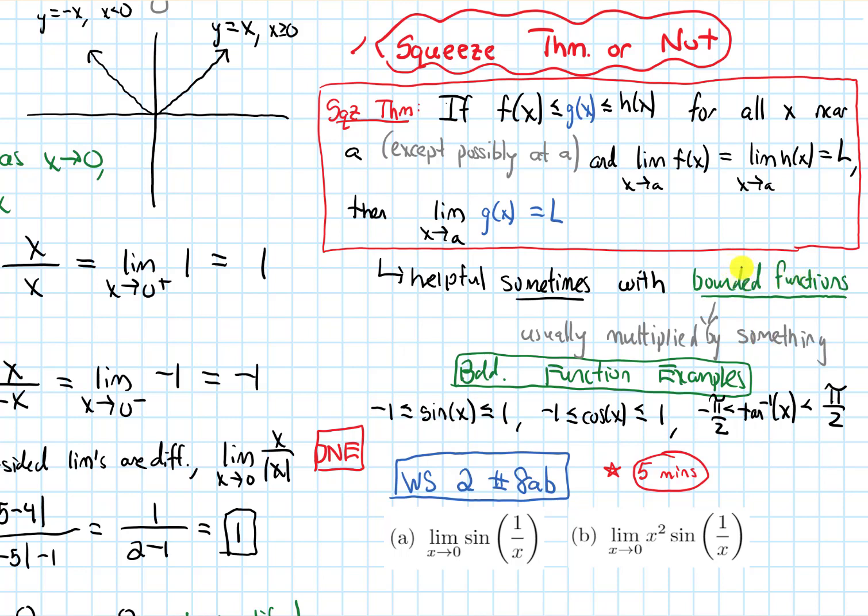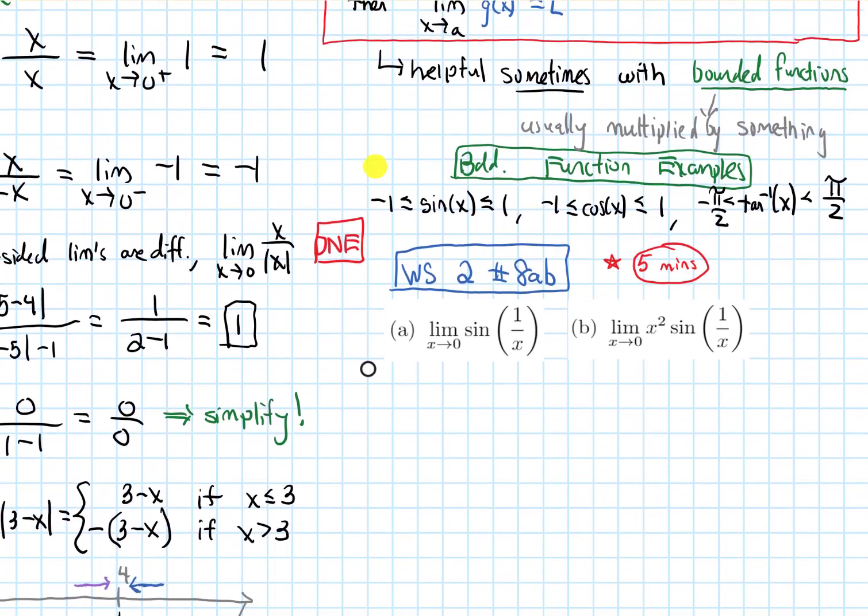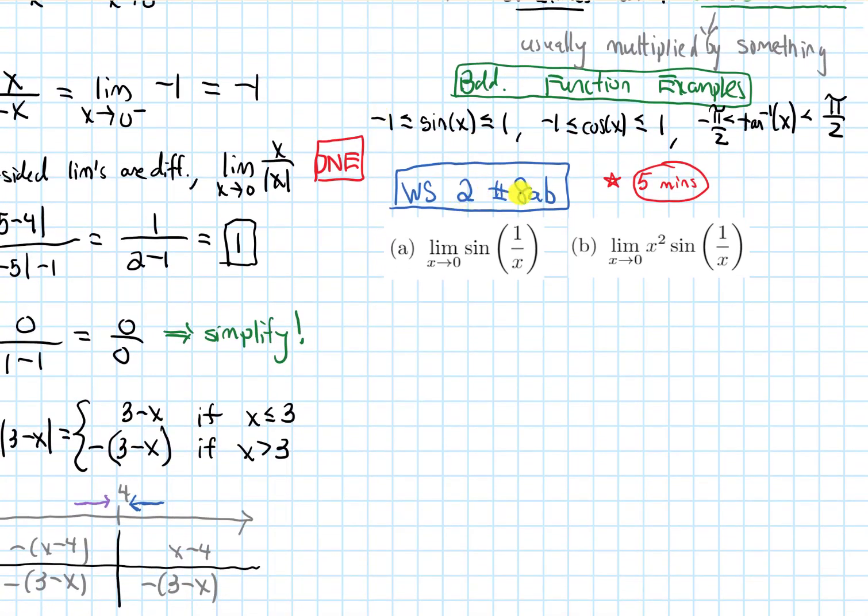All right, so let's look at some worksheet practice problems. These are from worksheet 2, problem number 8, questions A and B. I want to begin by having you try these for about 5 minutes. Pause the video and try these for 5 minutes. Maybe give yourself about 2 minutes for part A and about 3 minutes for part B. Alrighty, so hopefully you did that. Let's talk about them together now.